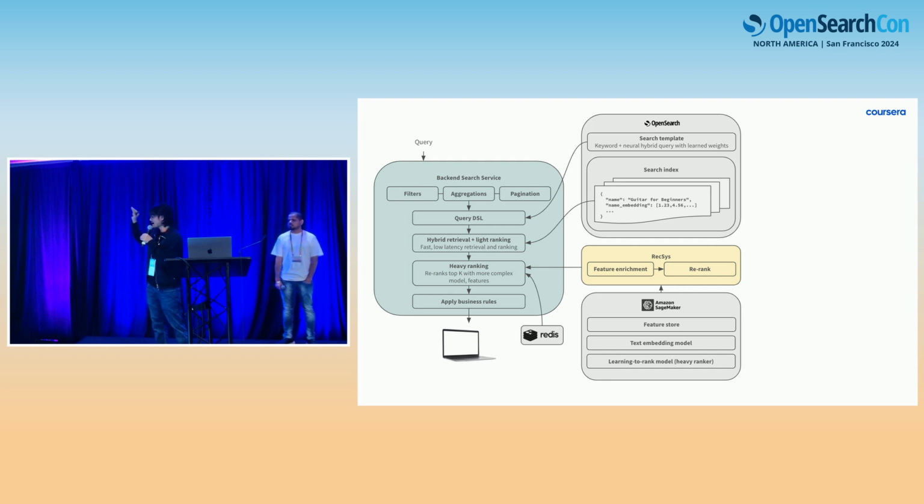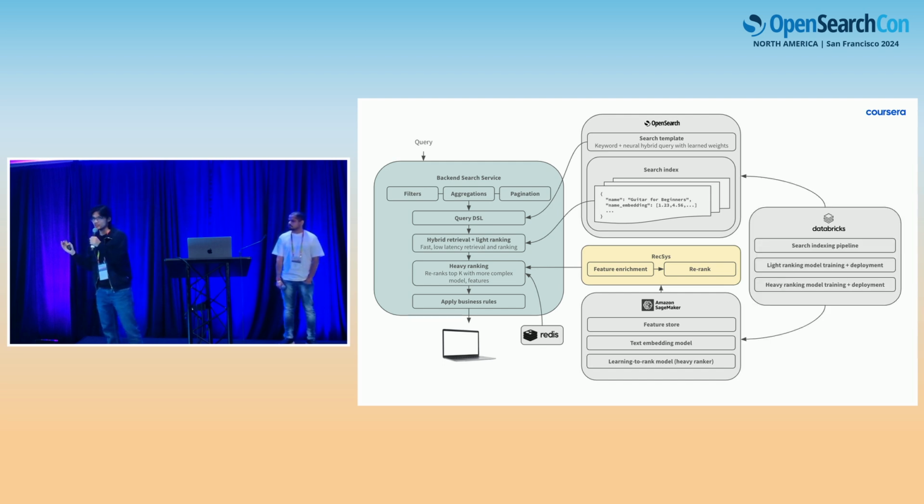So this is just how a query comes into our backend and how it's returned back to the learner in the online flow. Another really important part of our architecture is the offline flow, where we heavily leverage Databricks. We use Databricks for our search indexing pipeline. Whenever a new course is published or launched, we send it over to get indexed by our search index and compute the embeddings for all the course metadata we want to perform neural searches on. The output of our light ranker is going to be that search template with the learned boost weights. And the output of our heavy ranker is going to be that SageMaker learning to rank endpoint. You can see that all the training and deployment happens within our Databricks environment.